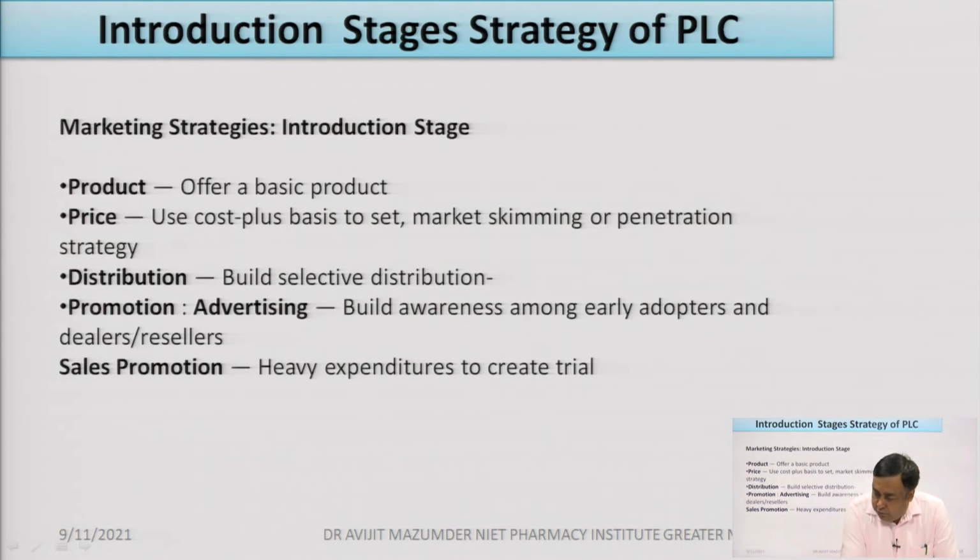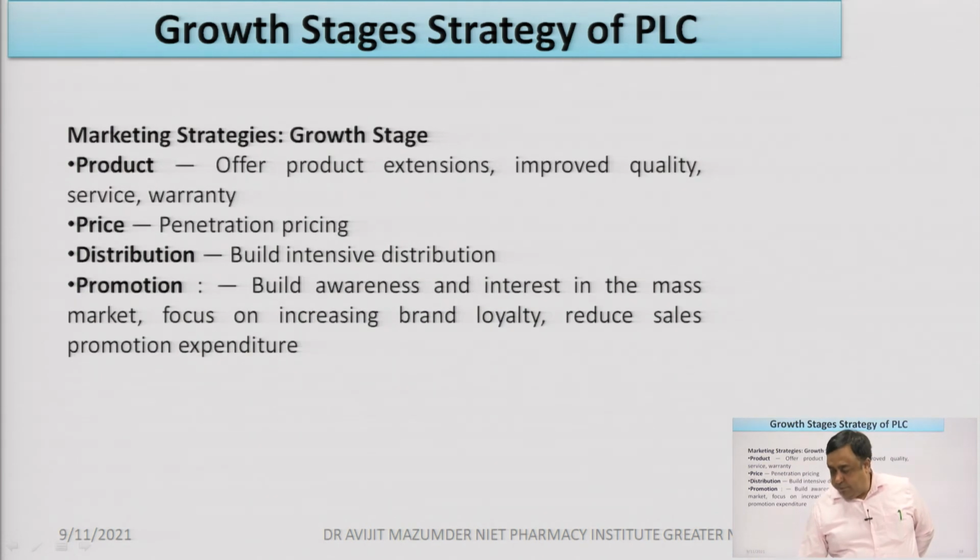So, finally, going into the introductory stage, I have told you about product, price, place and promotion. I will be discussing all 4 phases in terms of these 4 P's of marketing. In the introductory stage, we are offering a basic product, low cost items, build selective distribution, and in promotion, build awareness among the customers, with heavy expenditure on sales promotion.